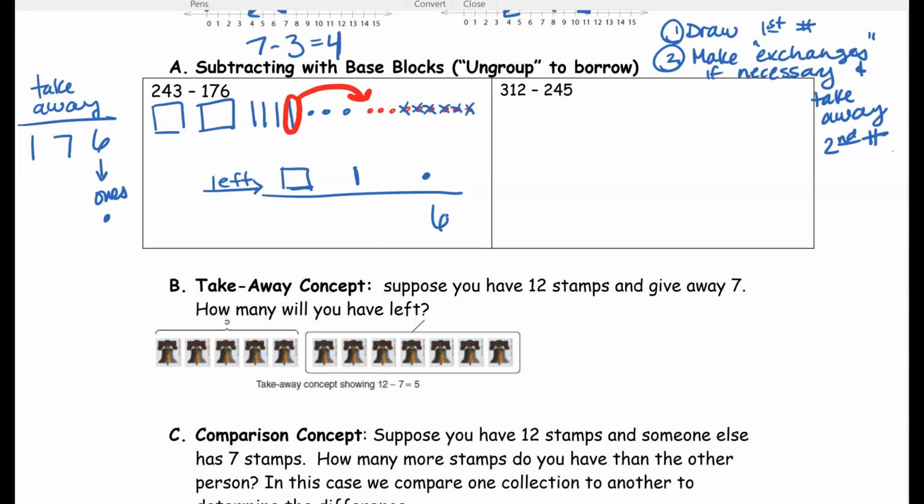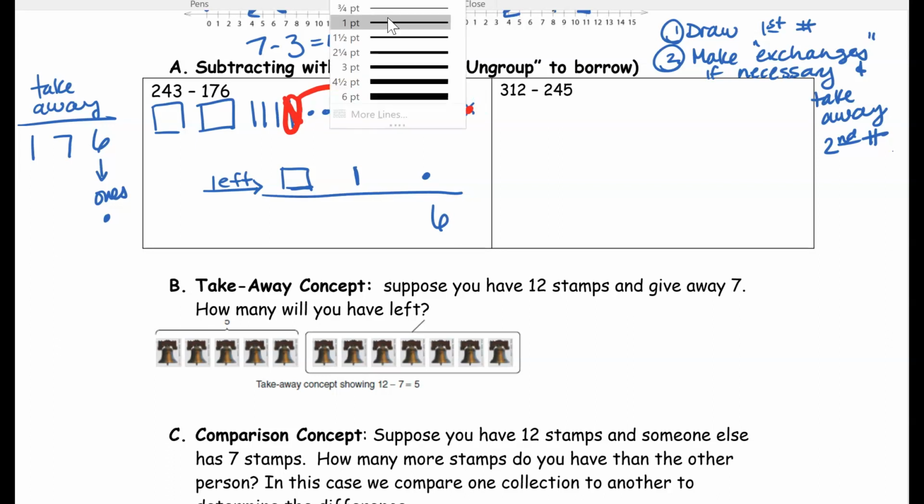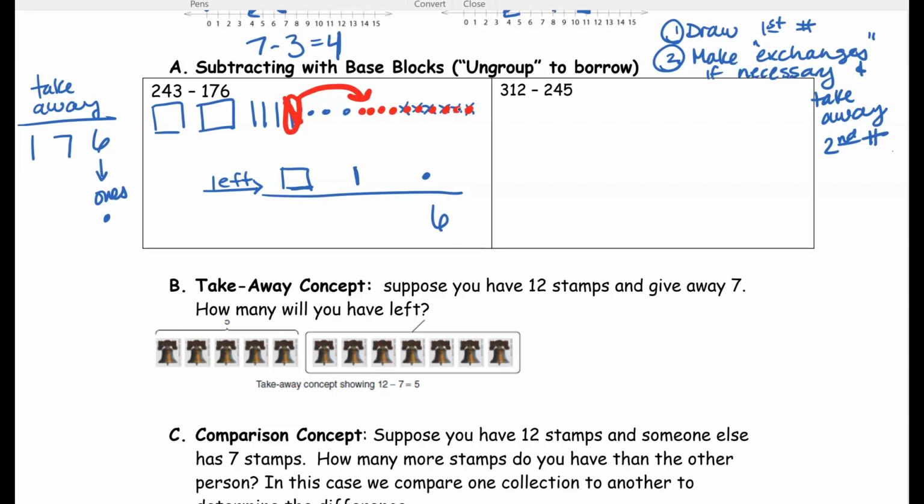Oh, and you know what? I don't think I counted that right, because I should get 7. 1, 2, 3, 4, 5, 6, 7, 8, 9. You know what? I did one less red one. This is what's nice about using a different color, is because then you know when you make your exchange exactly what you have. So I exchanged one of those longs for 10 units. That looks better. Okay, cool. And then now we can take away, okay, so we took away the 6, and then we're left with 1, 2, 3, 4, 5, 6, 7. Okay, so we're left with 7.